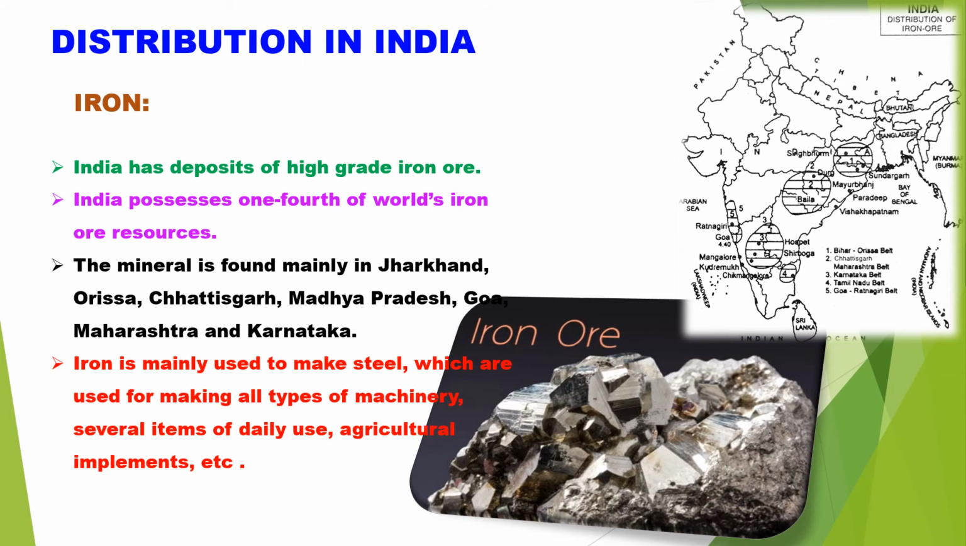And this iron ore is mainly found in Jharkhand, Orissa, Chhattisgarh, Madhya Pradesh, Maharashtra, and Karnataka. This iron is mainly used to make steel, which is used for making all types of machinery, agricultural implements, etc.